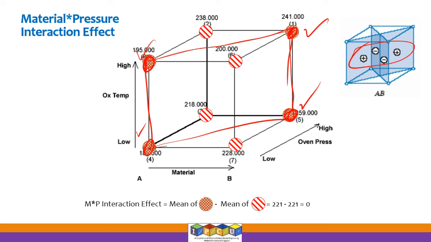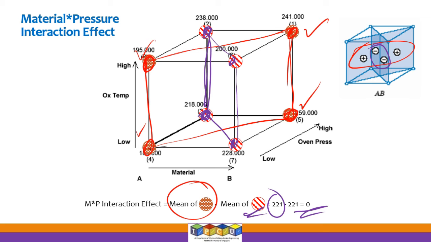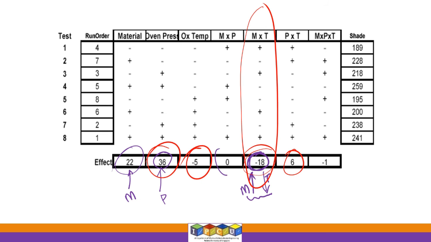So you take the average of those readings, and then you take the other 4 readings for which m times p is -1. So 1, 2, 3, and 4. For these, m times p is negative, as also indicated in this diagram using the appropriate planes that they draw there. So you take those 4 measurements shown by the red line filled circles, and if you subtract the means of the first 4 from the next 4, in this case it turns out to be 0. So the material times pressure interaction effect is 0, and that is what comes in this table as well.